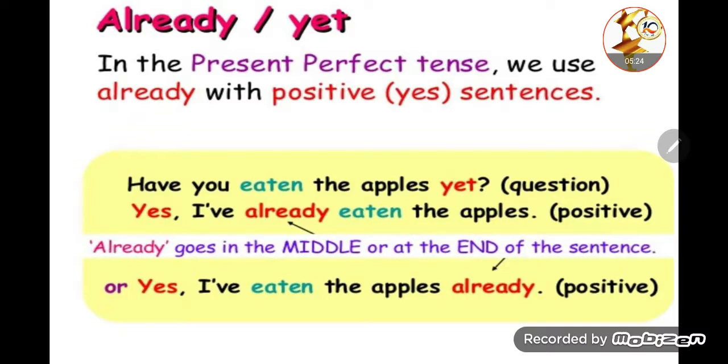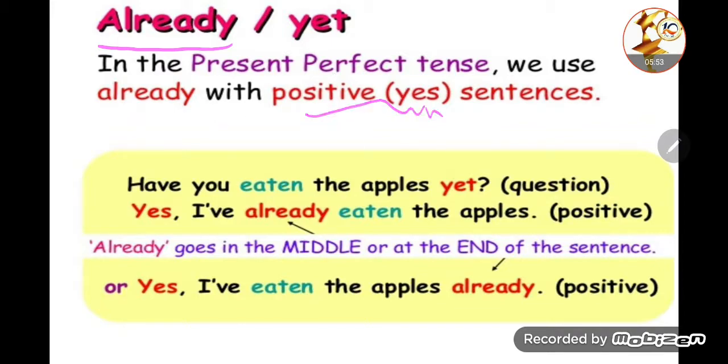The most important point in our lesson for today is how to use already and yet. So, in order to understand when do we use already and when do we use yet, we need to understand how do we use each one of them. For example, for already in the present perfect, we use it with positive or yes sentences. Already always comes with an affirmative sentence. And it has two positions.